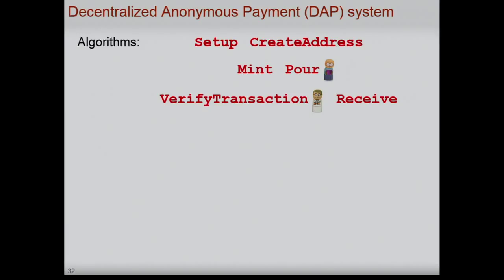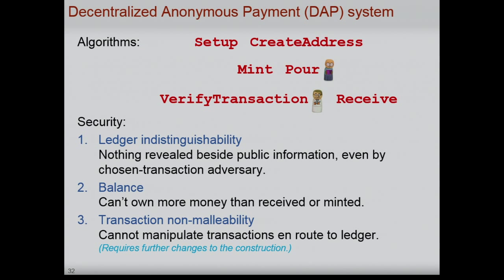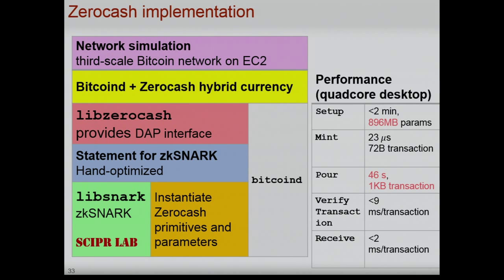Now, this is properly formalized in a primitive, decentralized anonymous payment system, using algorithms to set up the parameters, create addresses, and so on. And there are security notions, indistinguishability based. I'm very optimistic about the new simulation-based alternatives that Elaine presented. These are the ones we used. You can see the details in the paper. There's a full working prototype.